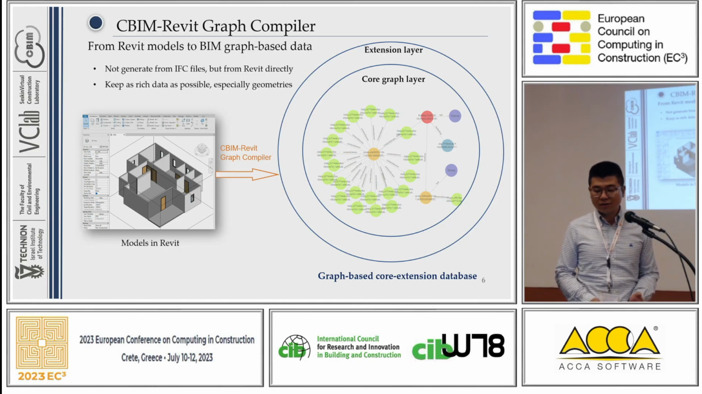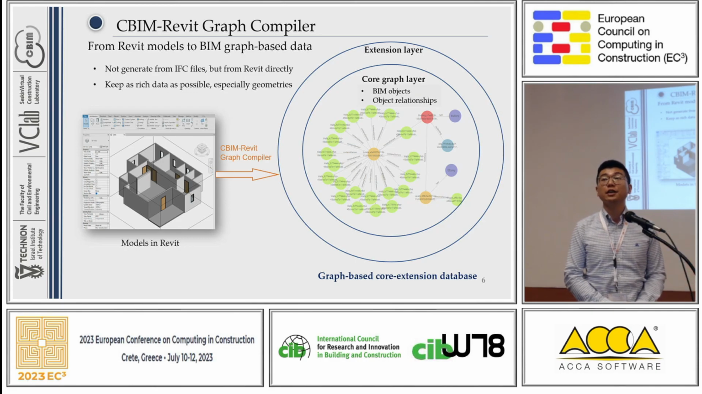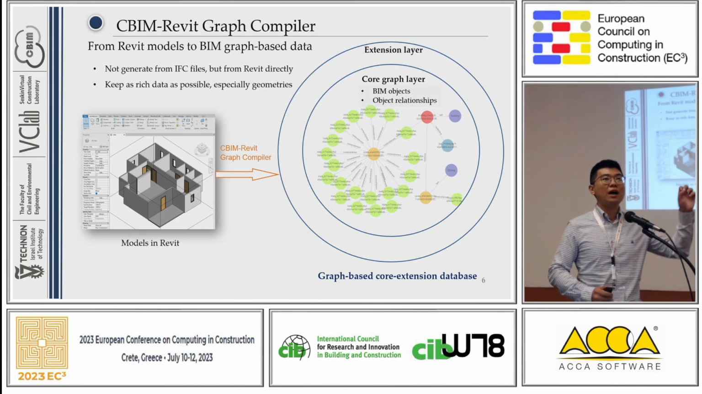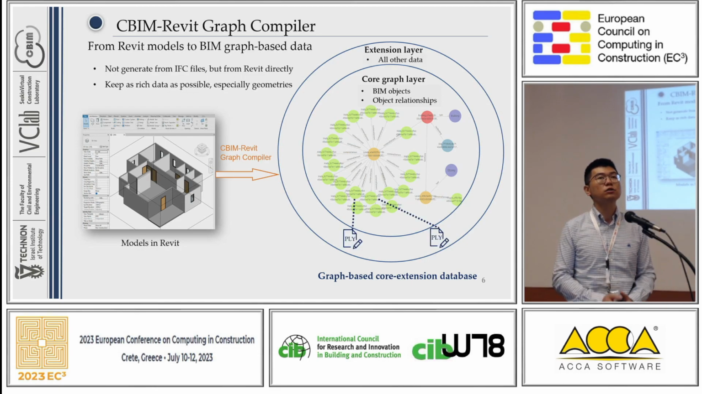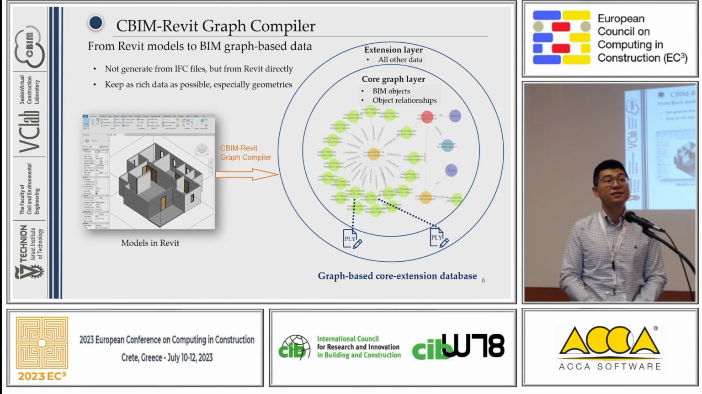In the core graph layer, it contains BIM objects and object relationships, like the window, the wall, the floor, and the wall hosts the window, the host relationship. And in the extension layer, any data which is not suitable to be represented as a graph will be stored here. In this case, the geometry file will be stored in the extension layer.